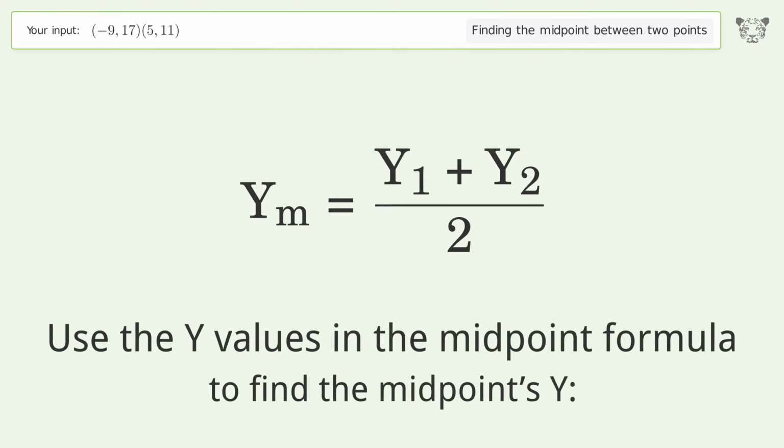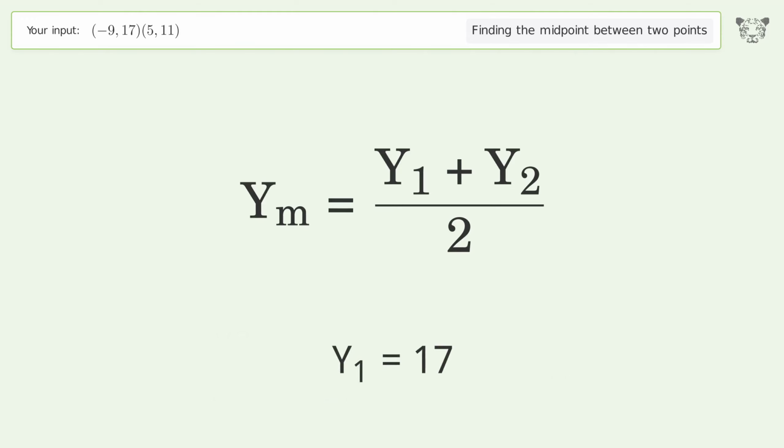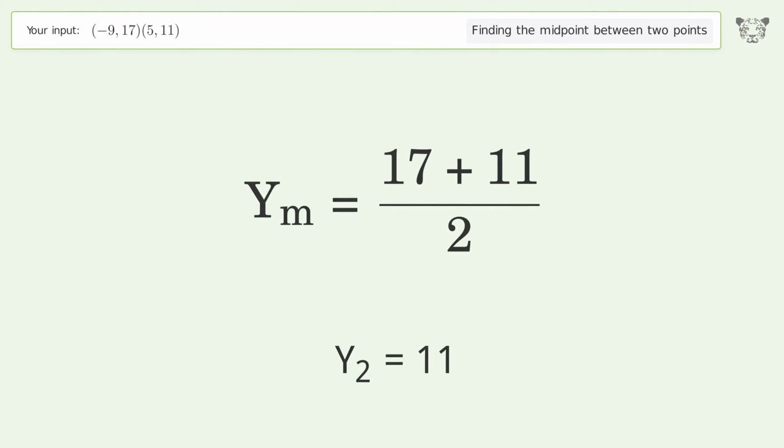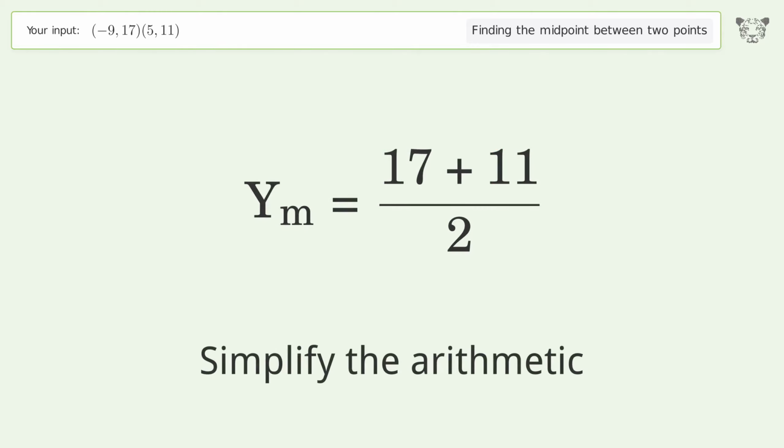Use the y values in the midpoint formula to find the midpoint's y. y1 equals 17. y2 equals 11. Simplify the arithmetic.